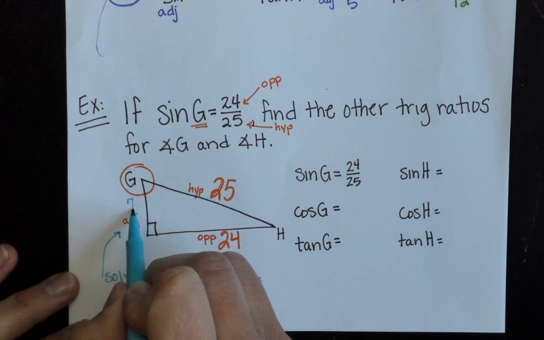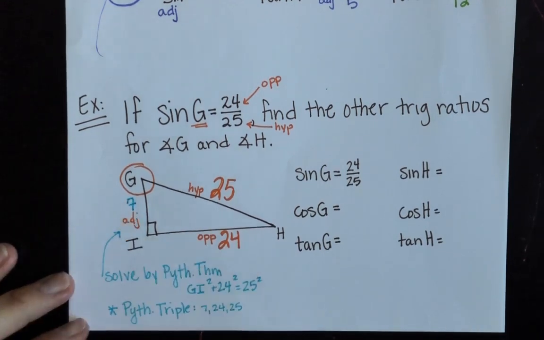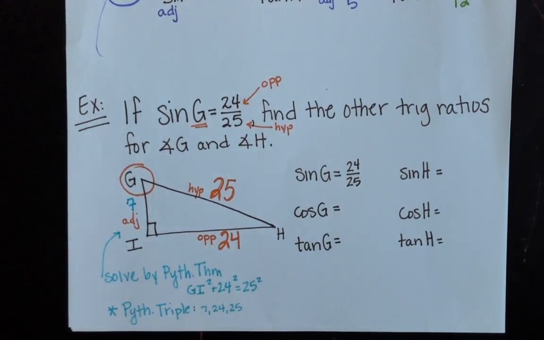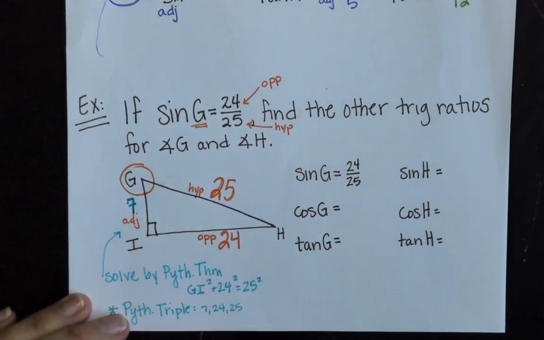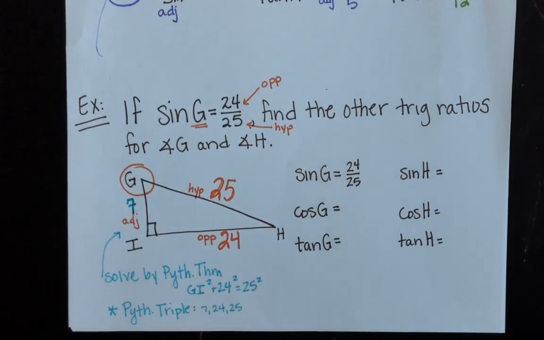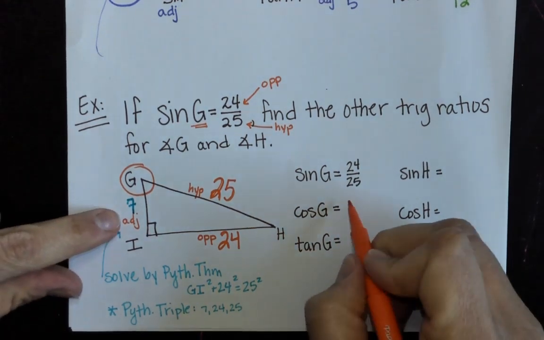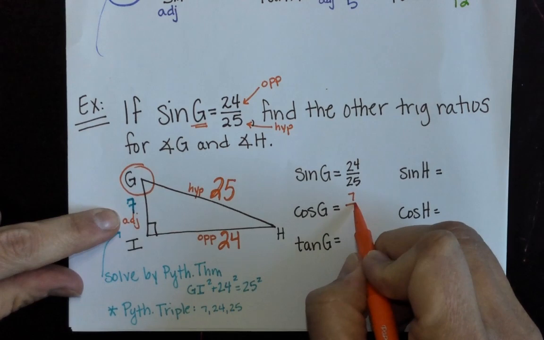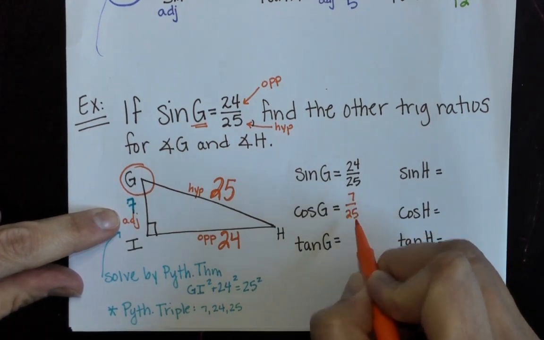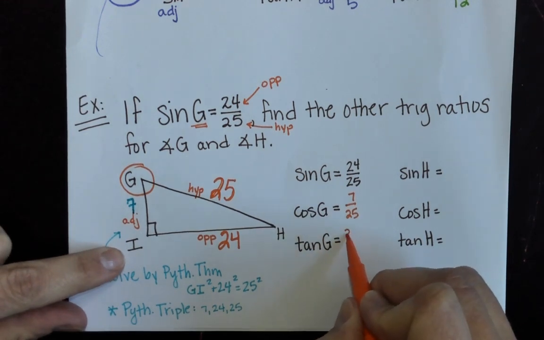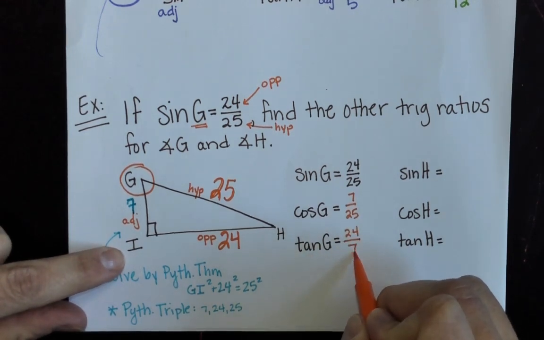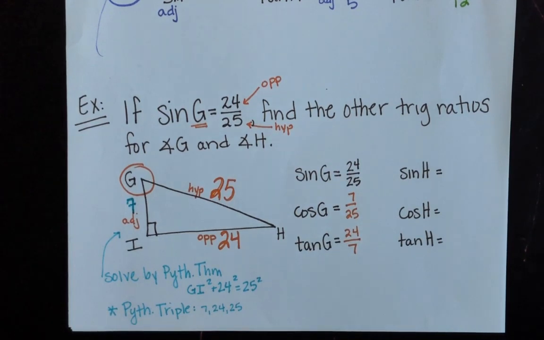So whether I solve it with the Pythagorean theorem or I have it memorized that it's a triple, 7 is my answer for GI. So when I fill in cosine, I now know that that's going to be 7 over 25. And tangent is opposite over adjacent, so 24 over 7.